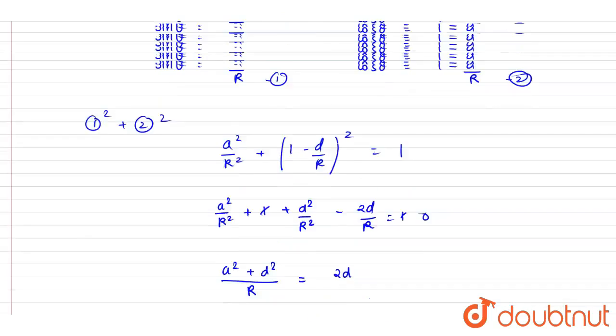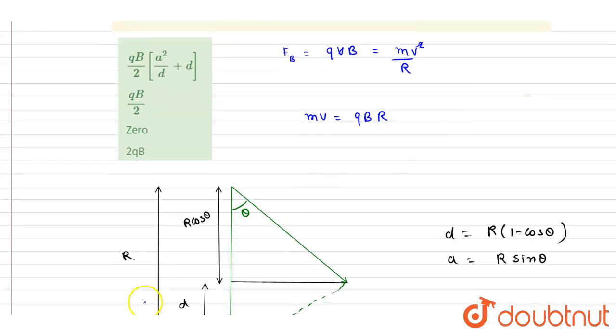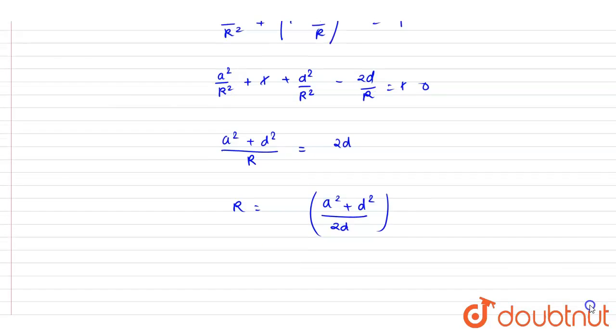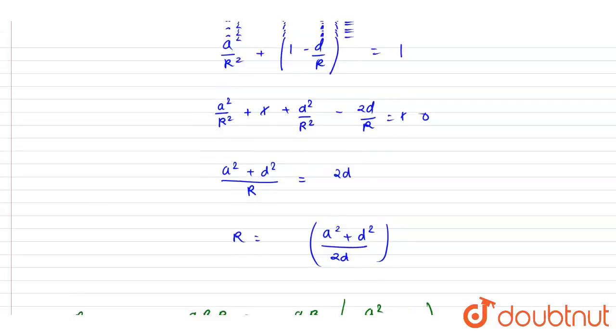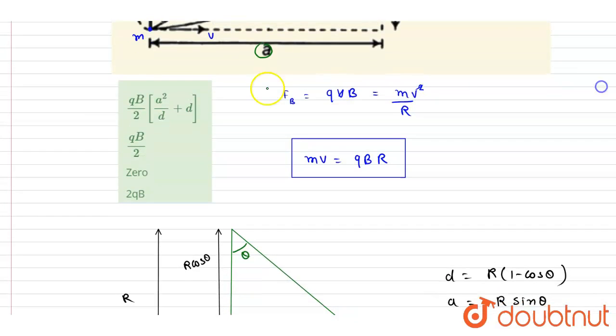So we already got the value of mv is equal to qBr. Put the value, I will write down momentum is equal to mv is equal to qBr. Put the value, I will write down qB, and take half outside common. It will be (a square by d plus d). And this is the answer of this question. Now you can check for the option a square by d plus d. So A here is the correct one.